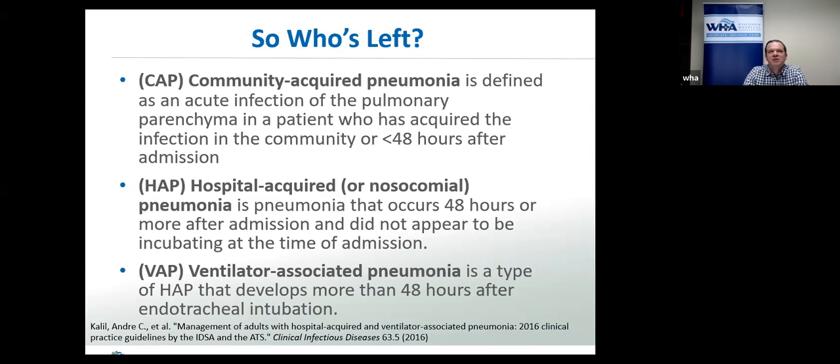So what is that practical solution? Here's who's left. We have CAP, HAP, and VAP. I'm not a big fan of these mnemonics, but they do kind of roll off the tongue.